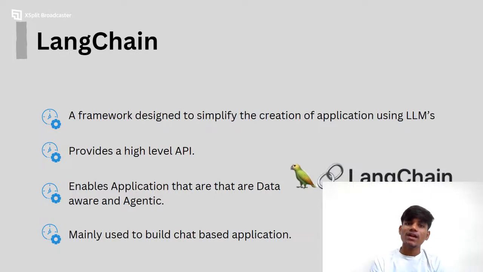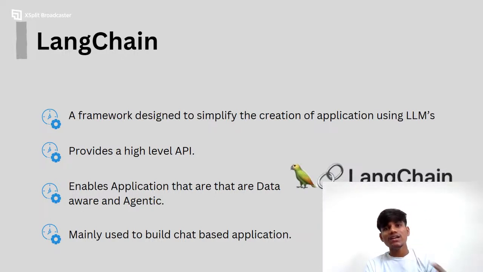It provides a high level API, meaning it can be accessed easily, and it enables applications that are data aware and agentic. It consists of large language model applications; just think how many applications can be involved and how they work at the back end. This is what LangChain includes, and it is mainly used to build chat based applications. Like when we design a generative AI, it is not a voice clone, it is a chat based application. This is what LangChain is about.